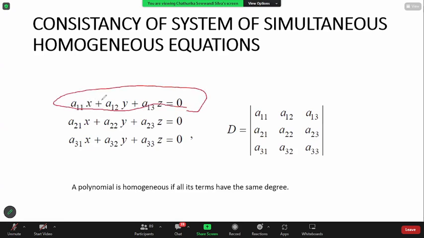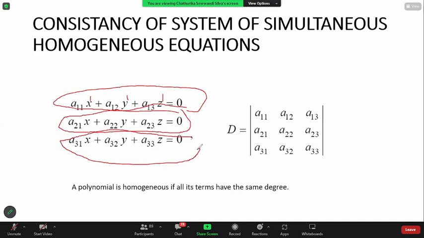it has three variables, x, y, and z. When you consider the power of these variables, it is one. So the degree is one. Therefore, this equation is considered a homogeneous equation. Likewise, the other two equations are also homogeneous equations. Why? Because all terms have the same degree.